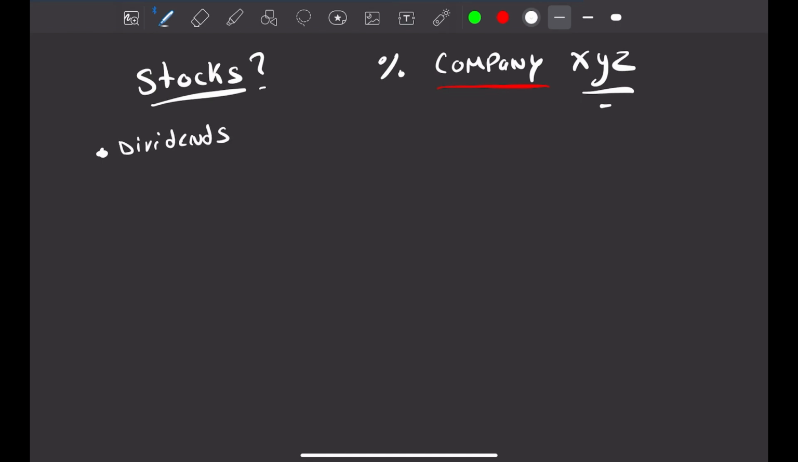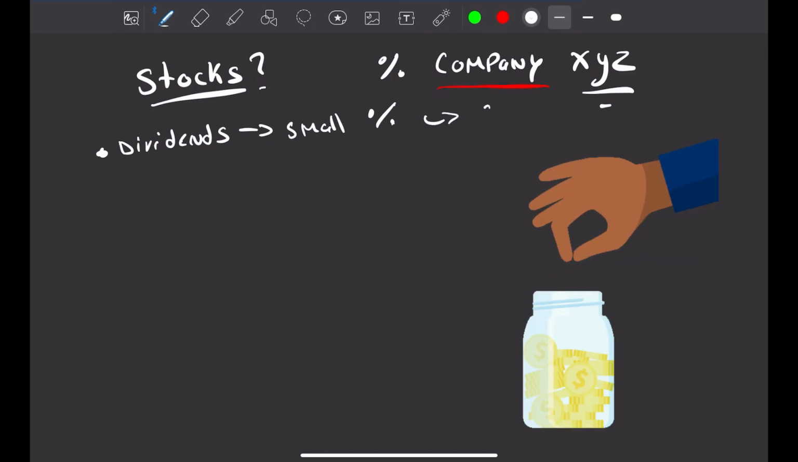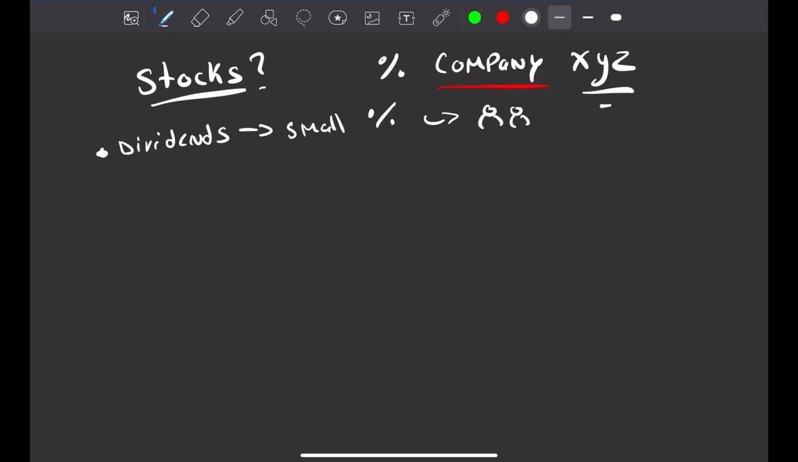And then you may be asking, what's a dividend? Well, a dividend is a small percentage of a company's earnings, and they can pay it back to the individuals who invested in the company. And then they're happy. Yay. Companies are not forced to pay dividends. Some of them have dividends and some of them don't. So these are called dividend stocks.